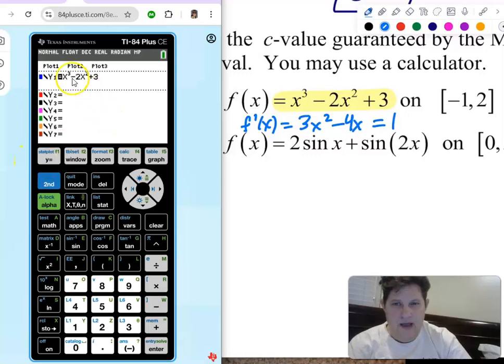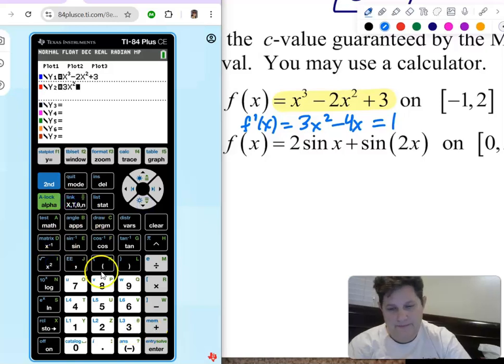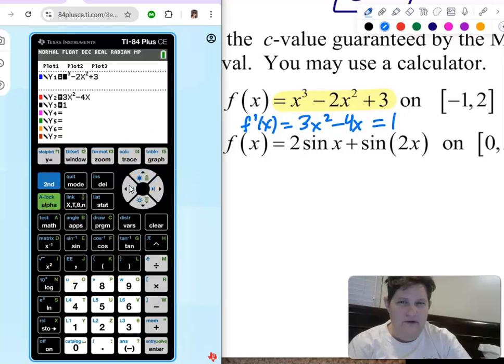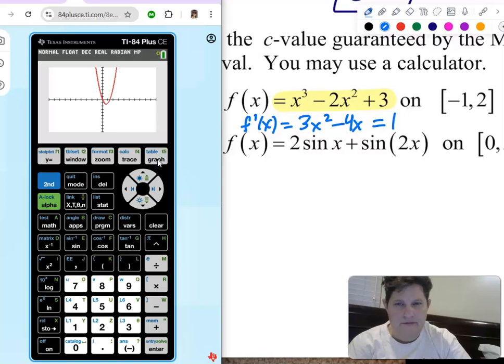Well, okay, I need the derivative of the function, 3x squared minus 4x, and set it equal to 1. Well, the way that you do that is you put 1 on the calculator. Now, I actually don't want my original equation in there anymore, but I don't want to clear it. I'm just going to turn it off by hitting enter. And I'm going to graph this. Okay, there's my derivative. There's my slope. So where is it? Well, you guys can see it. It's like right there and right there, right? Between -1 and 2, it actually looks like there's going to be 2 answers.